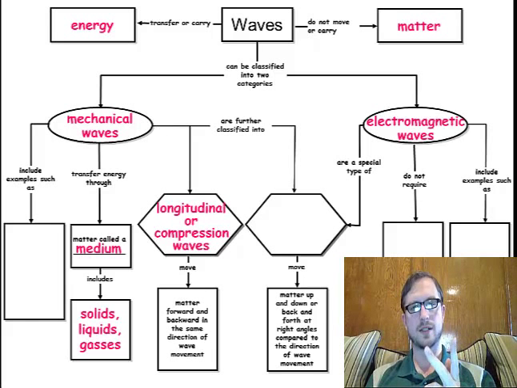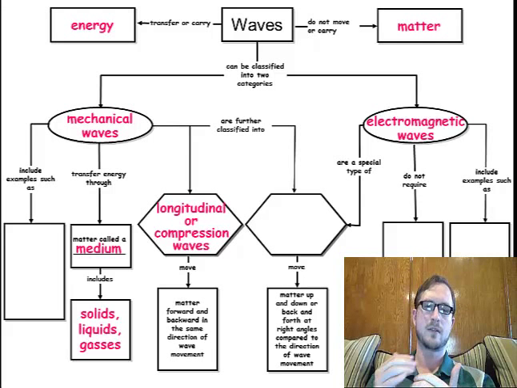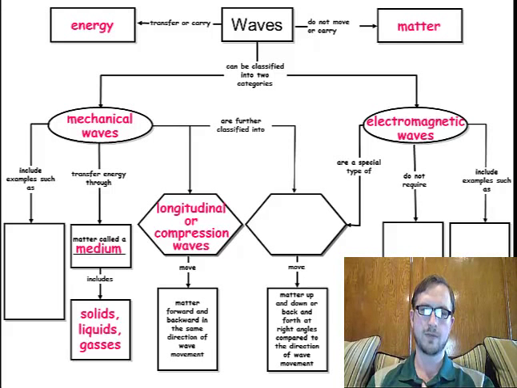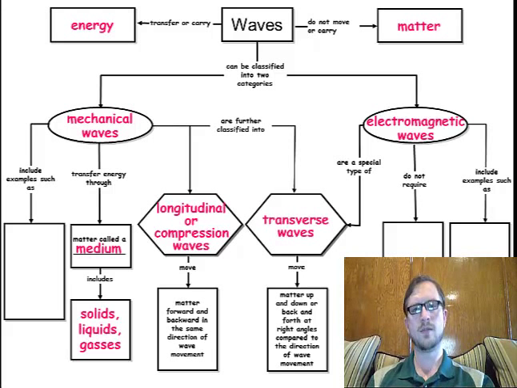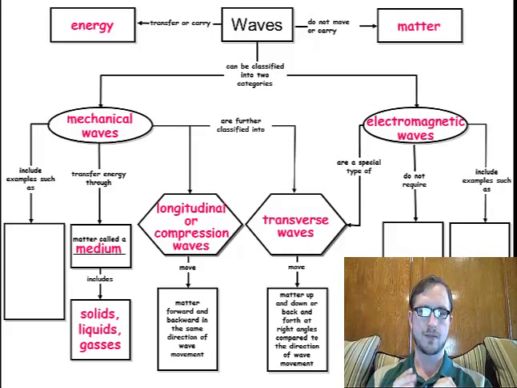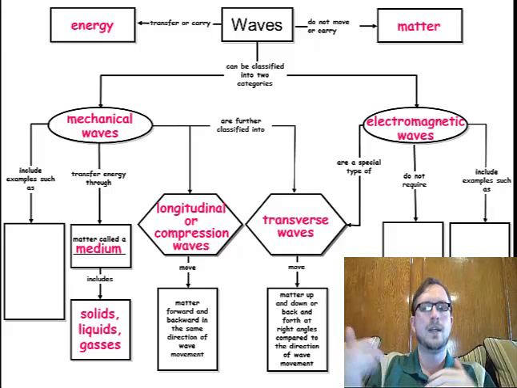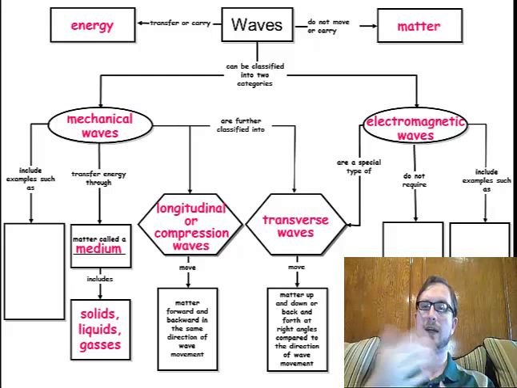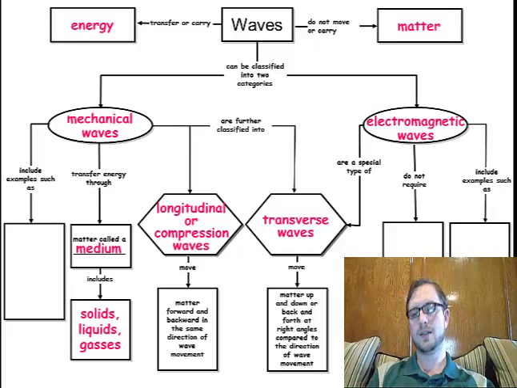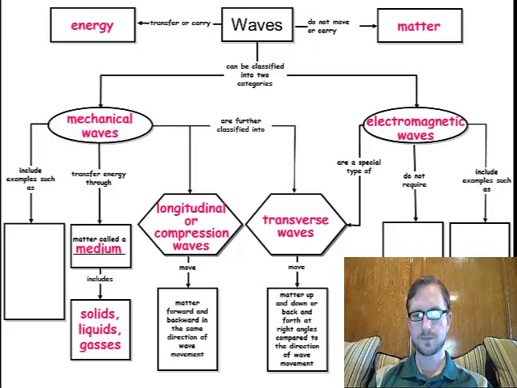We have two kinds of mechanical waves: longitudinal waves, compression waves, where the matter moves forward and back in the same direction as the wave movement. Sound is a good example of that, or the spring. We can also have transverse waves. The matter is up and down or back and forth, but it's at right angles compared to the direction of the wave movement. Whatever direction the wave is moving in, they're vibrating in another one, like the waves we see on top of the ocean, or like doing a pulse down a rope, whipping it real quick.